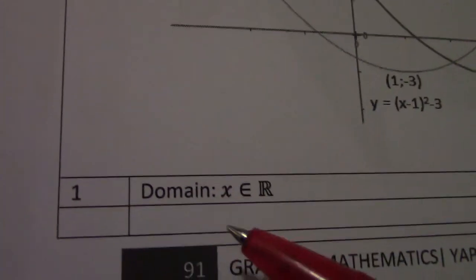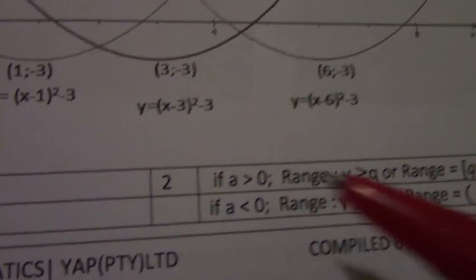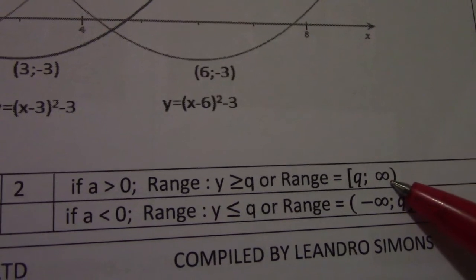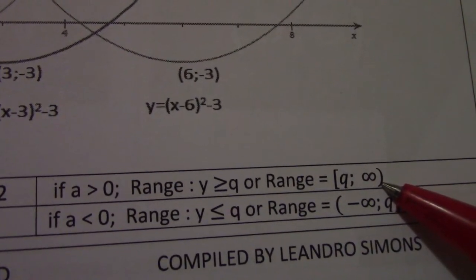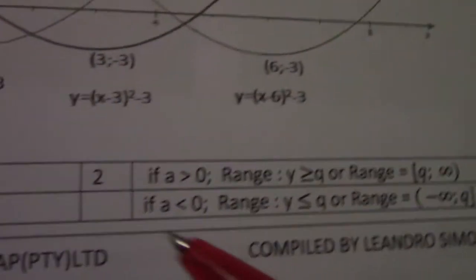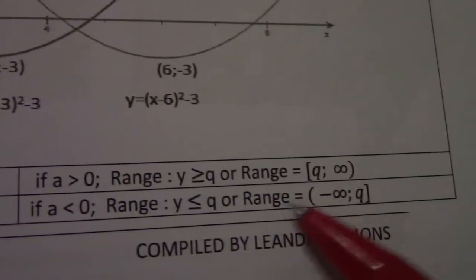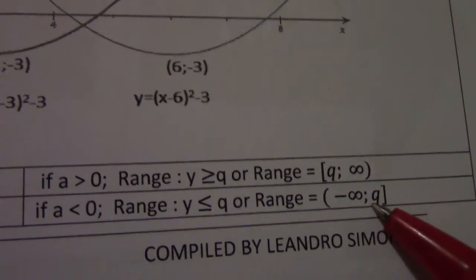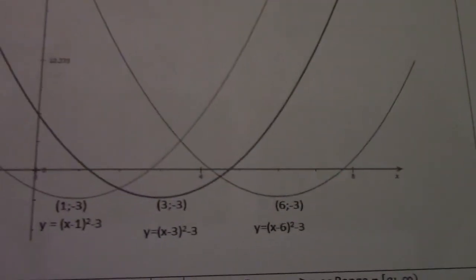Domain for a parabola will always be x element of real numbers. The range again is dependent on my a values. If a is positive, the range must be bigger or equal to the q value. It can also be written in that form, range equals closed bracket q all the way to positive infinity, open parenthesis. If a is less than 0, range y less or equal to q, or range equals negative infinity, open bracket, negative infinity all the way to q, close bracket. Right, hope you understand. That's just a summary.